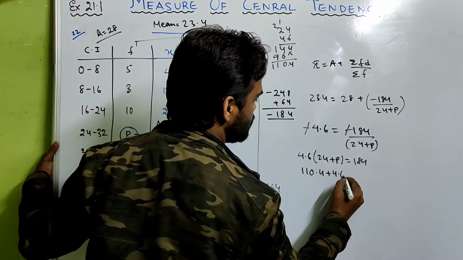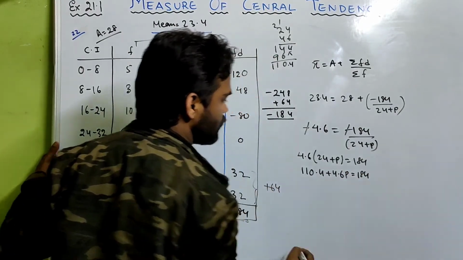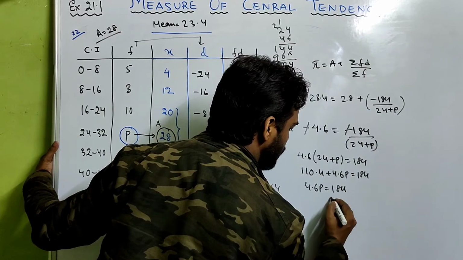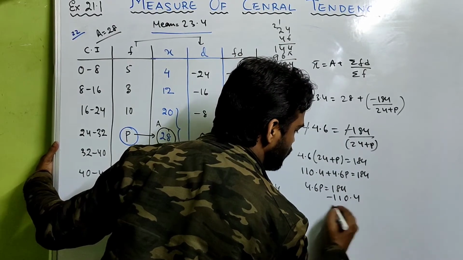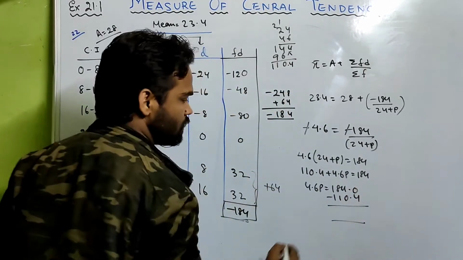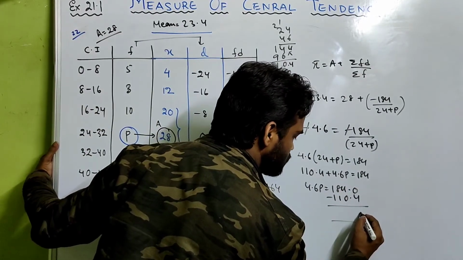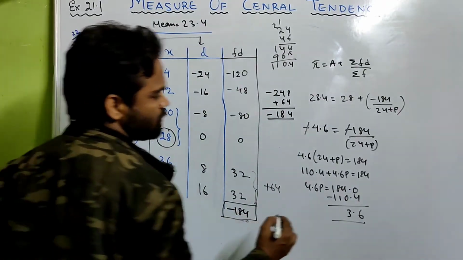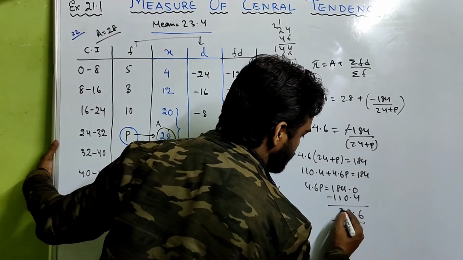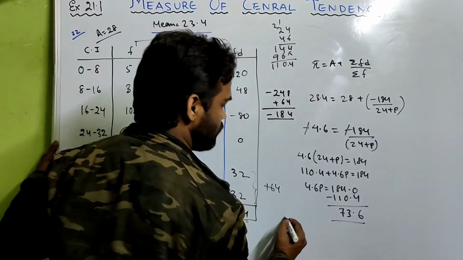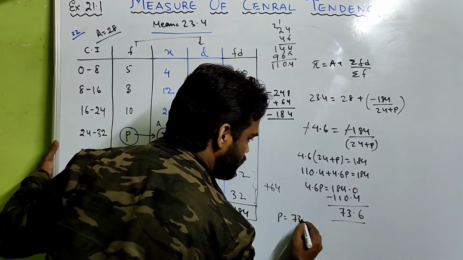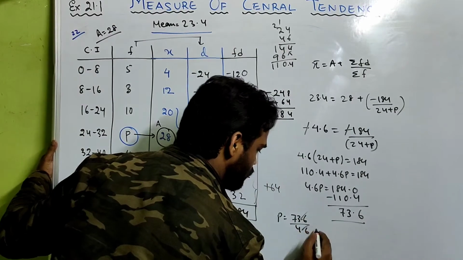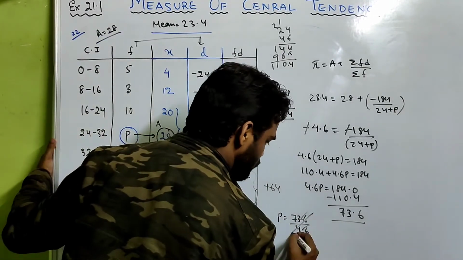110.4 plus 4.6p equals 184. So 4.6p equals 184 minus 110.4, isn't it? So that's 10 minus 4, 6, 3, and that is how much? 7, 8 minus 1, that's 7. So P will be what? P will be 73.6 by 4.6. So the point goes away. We can solve it.